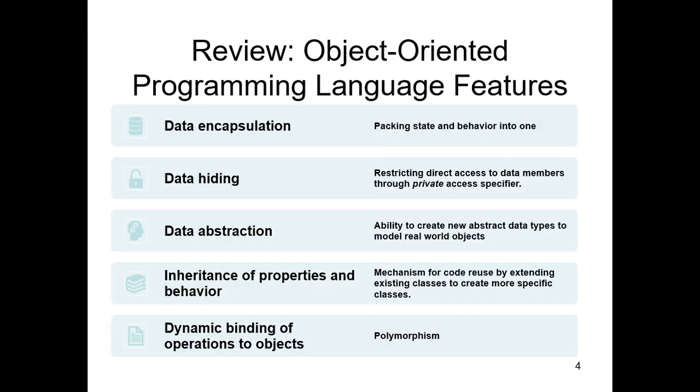We also talked about the features of object-oriented programming languages. What are those features? Data encapsulation, we talked about this. Packing state and behavior into one. So you have state and you have functions that modify that state, and they are put together into one package. This is that data encapsulation.